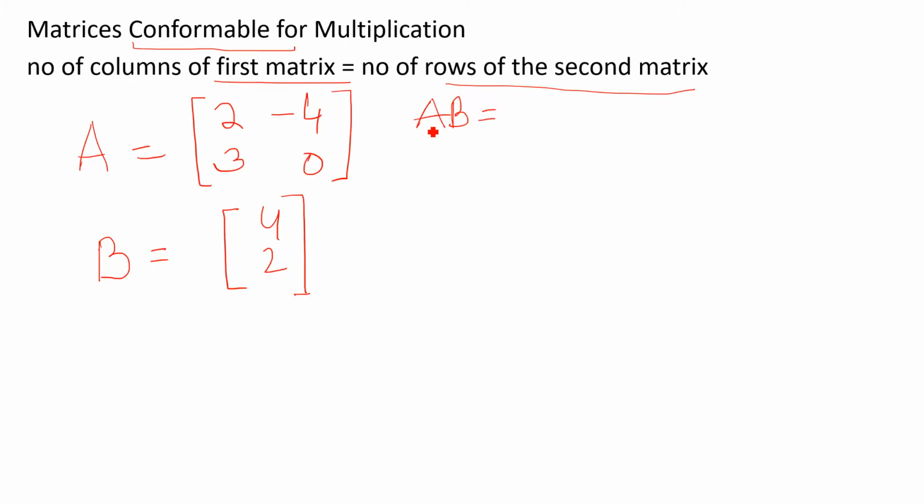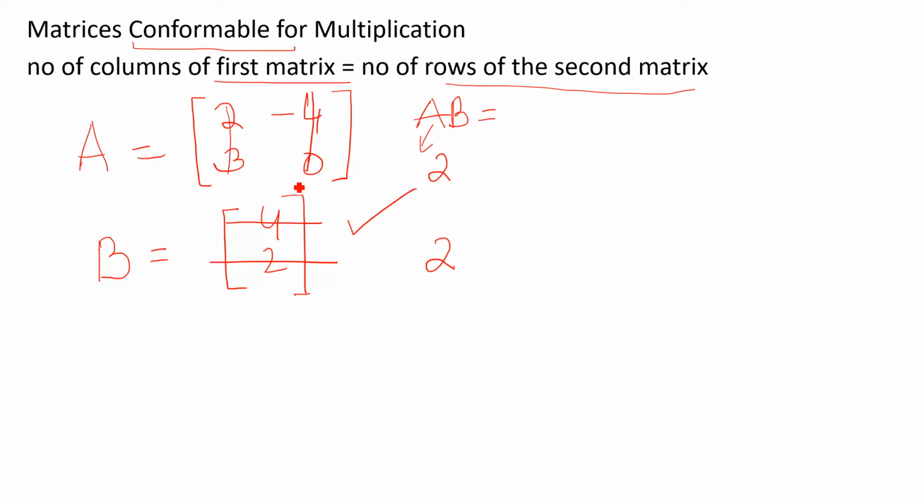A and B, so what comes first? A comes first, so it means this is the first matrix. And here it says number of columns of the first matrix. So how many columns do we have? We have two columns of A, and then B, the second matrix, number of rows of the second matrix. So this is the second matrix. See, there are two columns of the first matrix, and there are two rows of the second matrix. So it means yes, we can multiply A, B.